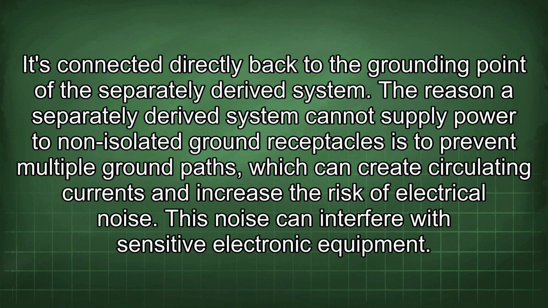The reason a separately derived system cannot supply power to non-isolated ground receptacles is to prevent multiple ground paths, which can create circulating currents and increase the risk of electrical noise. This noise can interfere with sensitive electronic equipment.